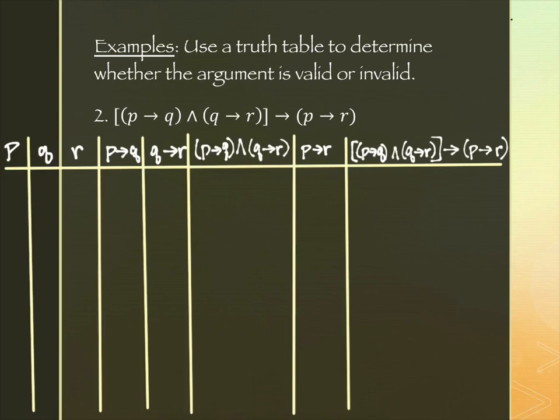So, what goes in my P column? True. 4 trues, yep. And then 4 falses. Lovely. What goes in my Q column? Yeah, they pair up. They go 2 trues, 2 falses, and then they do that again. So true, true, false, false, true, true, false, false. And then how about my R column? True, false, true.